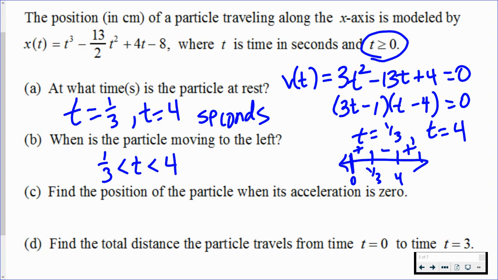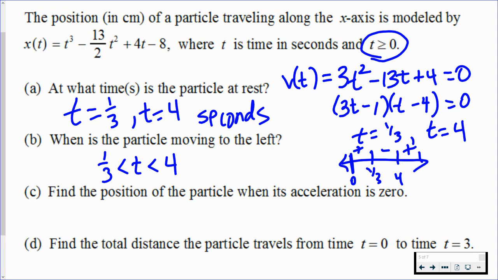Something that I also want to make sure that we talk about really quick. Notice that my variable here is t. So I do not want to put an x in my interval, because x in this case is the position. So if I wrote 1/3 is less than x is less than 4, it's wrong, because the variable here is t. We're talking about time. So make sure we get used to that.